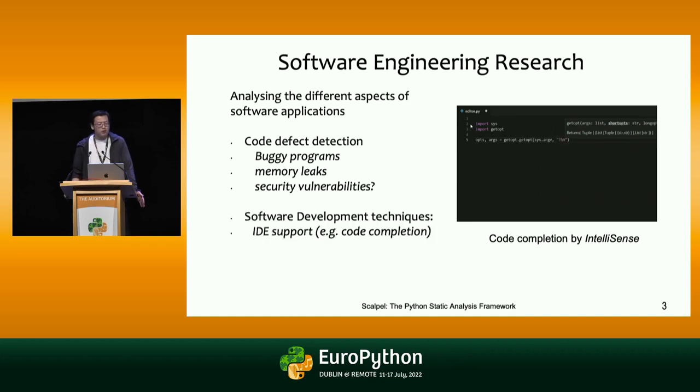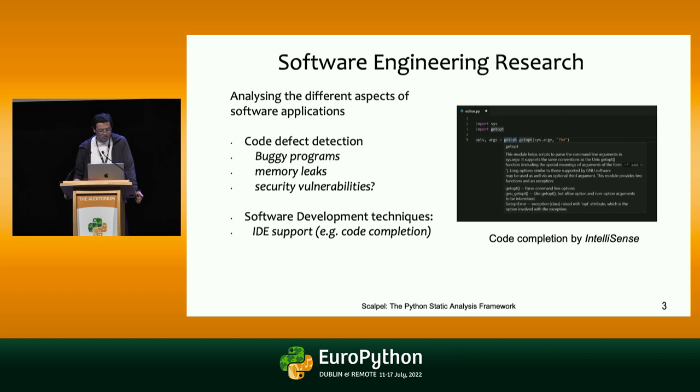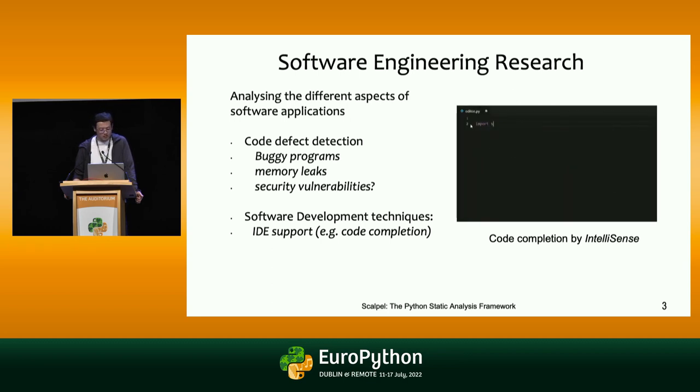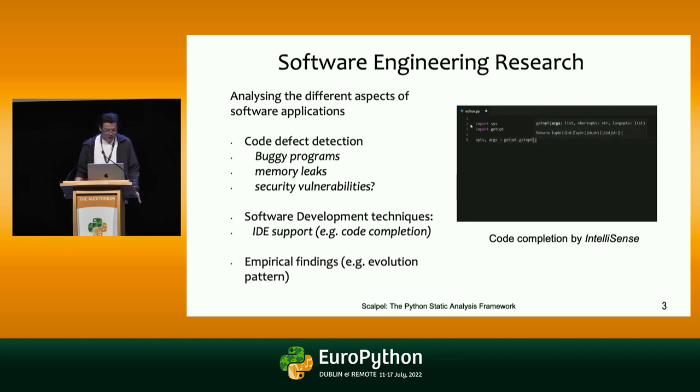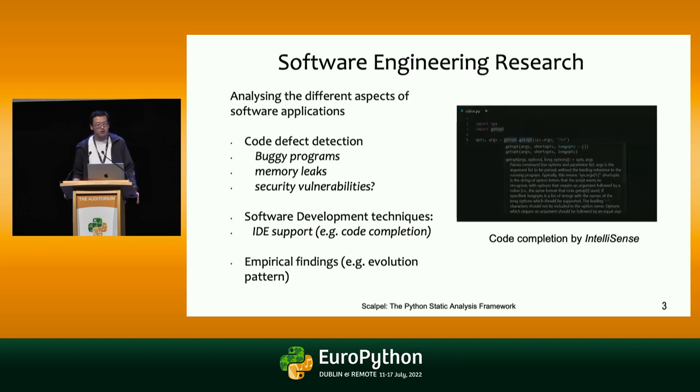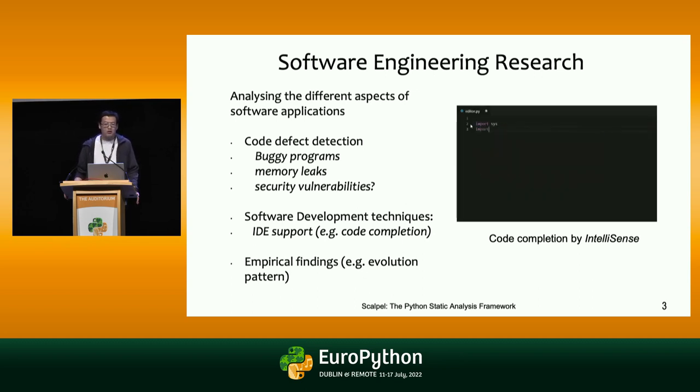The second topic in software engineering research is building software development techniques such as IDE support, for instance code completion or API recommendation. So we provide more and more tools and techniques for developers to write code more efficiently. In the broad context of software engineering, we also have empirical studies, so-called empirical software engineering. It is a study of evolution patterns or human aspects of software production, because a major component of software production is human. So human issues in software engineering research are very important.